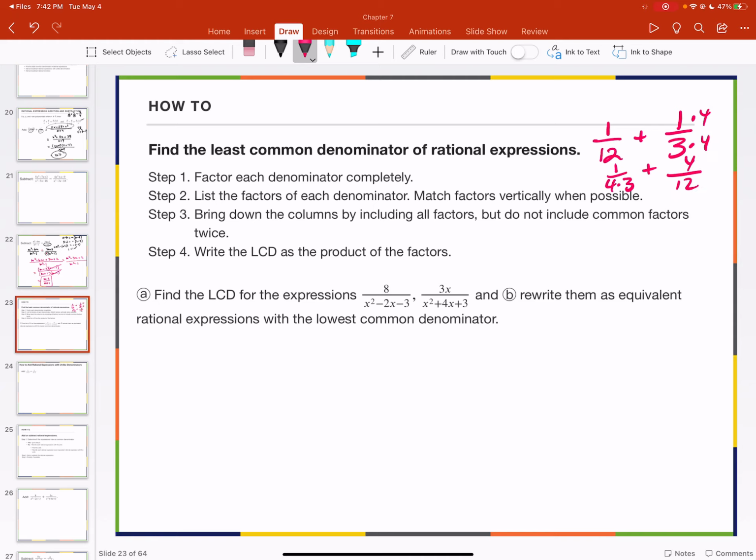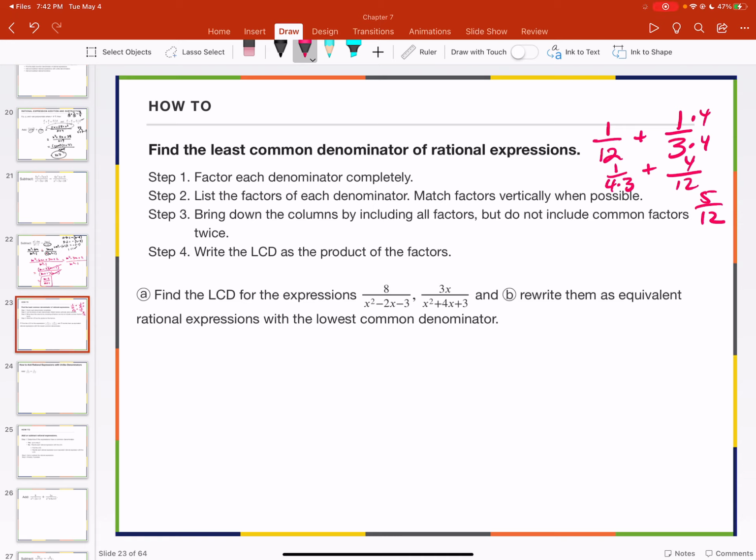So then we would write its equivalent fraction and then go ahead and add. So the same logic applies to adding rational expressions that have unlike denominators. So let's practice finding the LCD. The first step is we need to factor each denominator completely and list the factors.